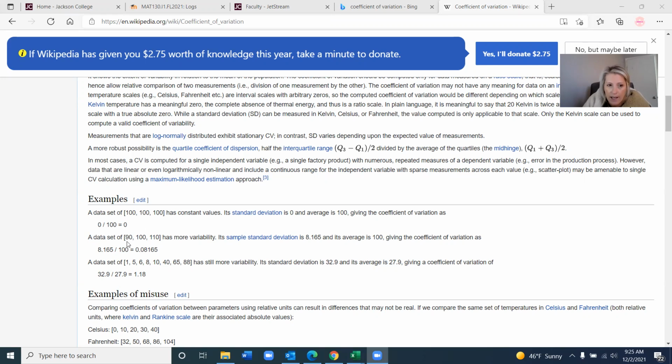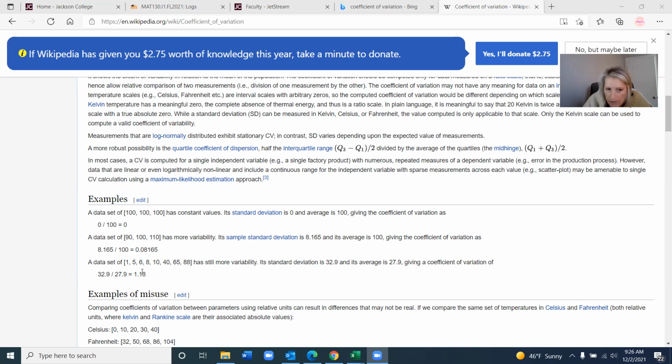Okay. Now the second data set is 90, 100, and 110. The mean is 100 again, because if you average them, you get 100. But this time there's a standard deviation of 8.165, which means that the 110 is above the mean and the 90 is below the mean. And if you take that standard deviation and divide by the mean, you get 0.08165, which says that the standard deviation is basically 8.165% of the mean. So it's pretty small. It's not varying by much.